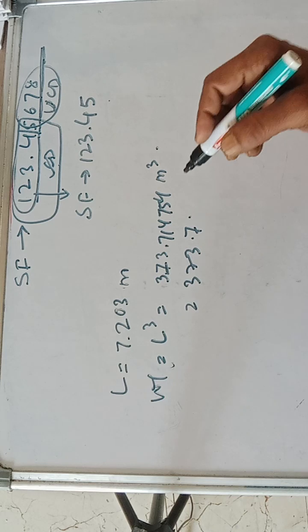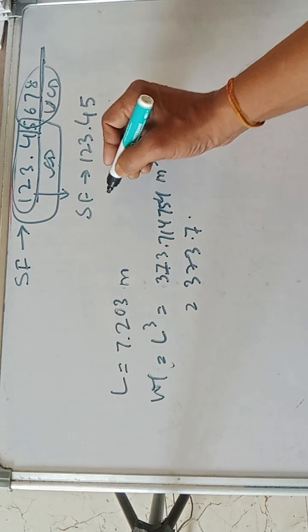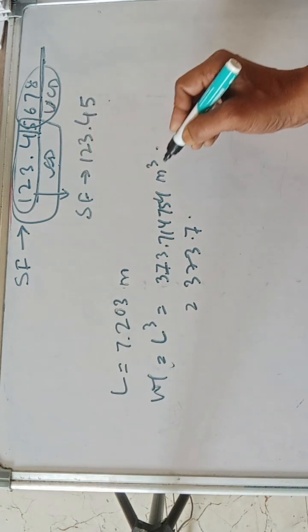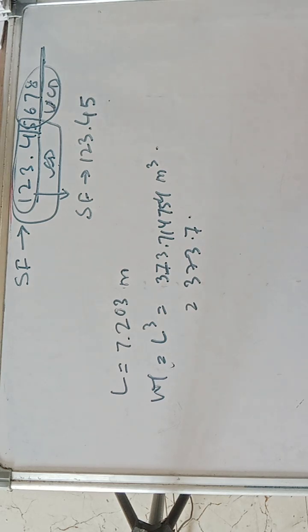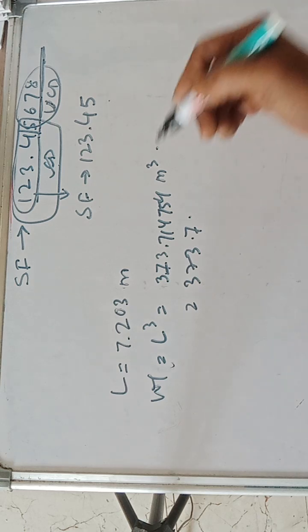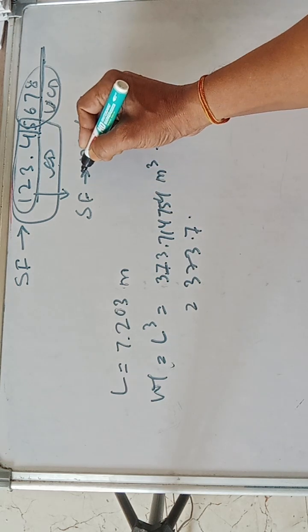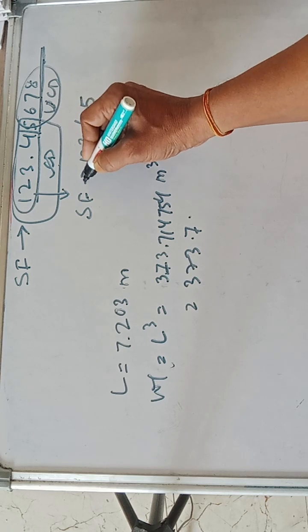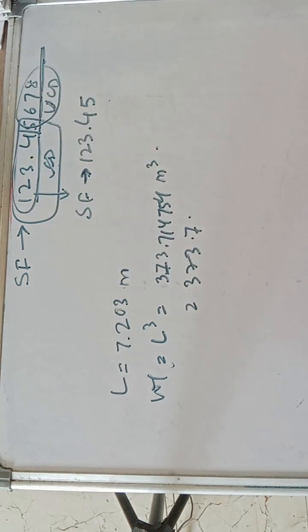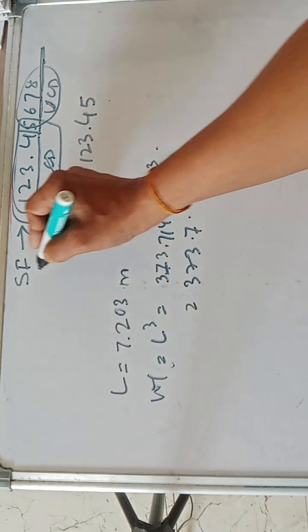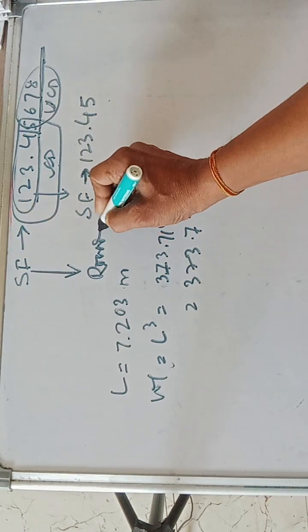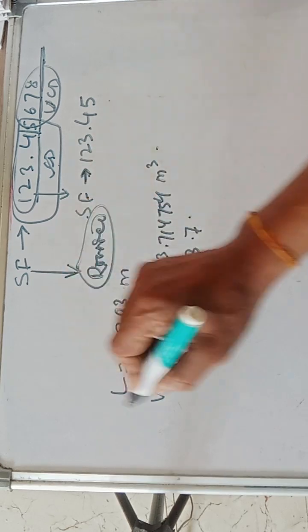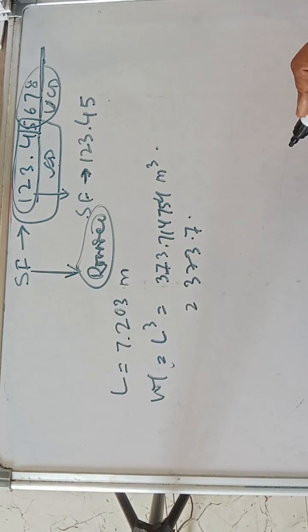Now what we'll do, we'll round off the significant figure to its least significant digit. Now the significant figure will be rounded off for more precision in our results.